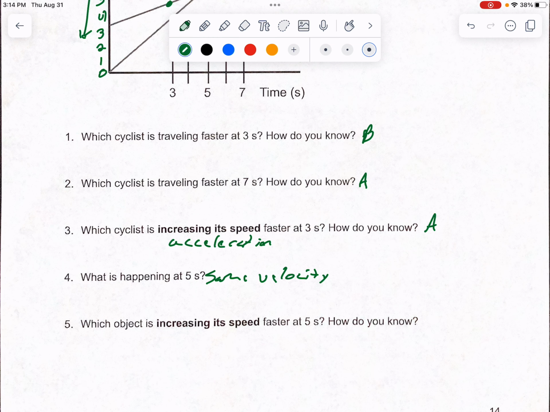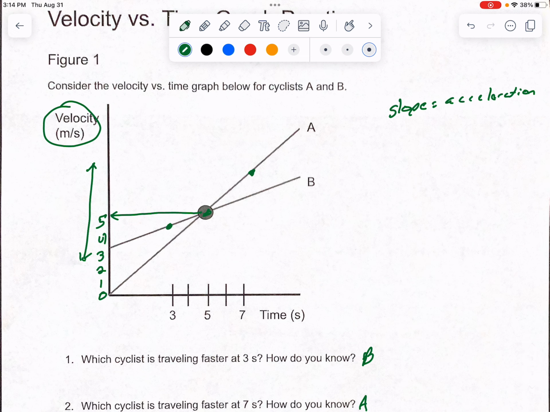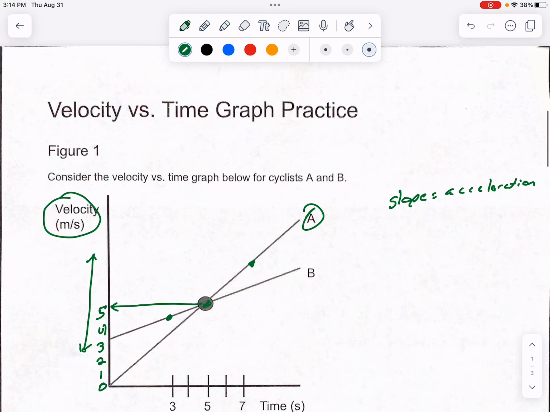Number 5, which object is increasing its speed faster at 5 seconds? Again, increasing speed means acceleration, so who has the steepest slope? That's going to be A again. In this graph, B is never going to be accelerating faster than A because B is always going to have a flatter slope than A. In the beginning, B was actually faster because it started off with a higher velocity, but A caught up quickly because it had a higher acceleration, and after 5 seconds, A was faster than B. That's because A has a higher acceleration.